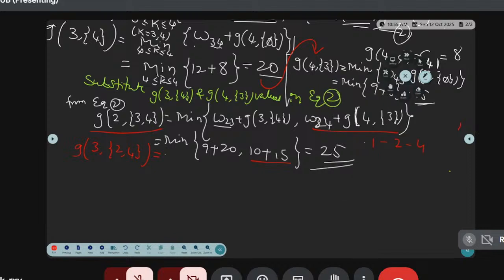Now this is equals to minimum of k value, 2 less than or equals to k less than or equals to 4. Start doing W of 1k. 1 means 3. What is k value here? K is 2. What about 3?